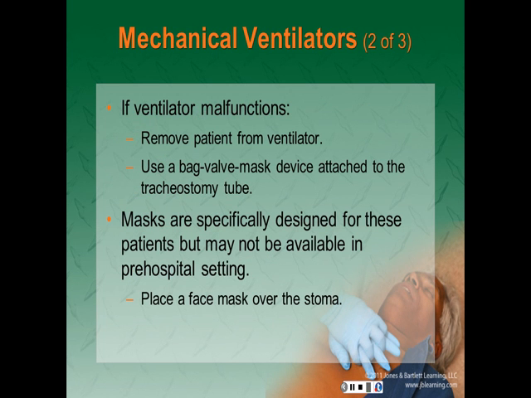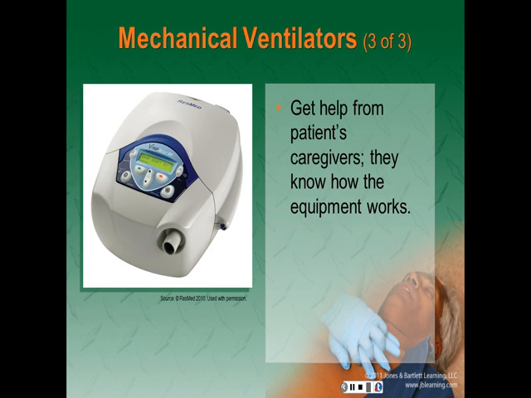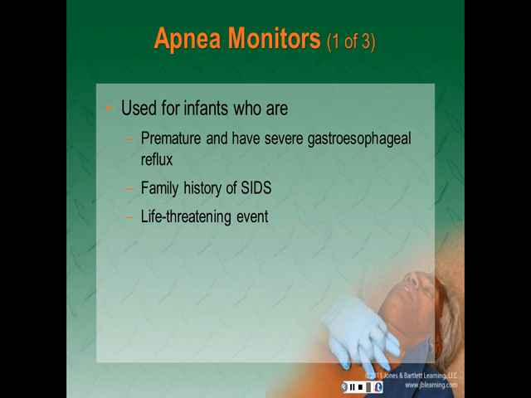If the ventilator malfunctions, remove the patient from the ventilator. Begin ventilations with a bag mask device attached to a trach tube. The masks that are used may be designed specifically for patients with tracheostomies, and you cover the tracheostomy hole and it has a strap that goes around the neck. These may not be available in a pre-hospital setting, and you can improvise by using a simple face mask over the stoma. The patient's caregivers will know how the mechanical ventilator works. They have been trained on the equipment.